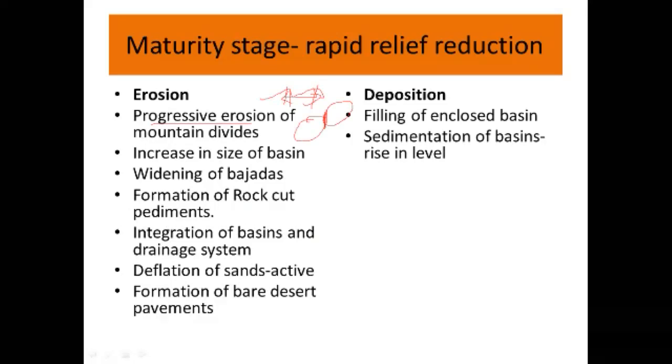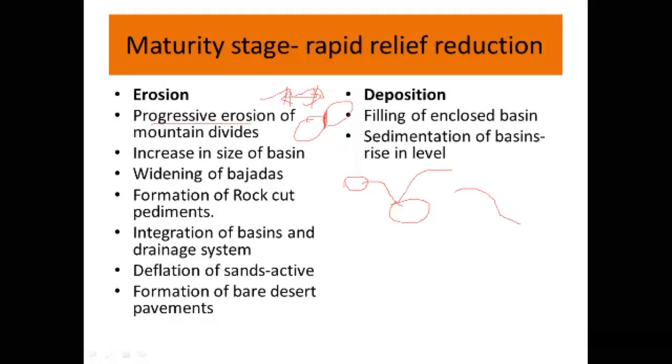And sometimes one basin will be on the higher slopes and another basin on the lower slopes. So this will become a tributary for the basin located in the lower-lying region, and that's how tributaries are created. Formation of rocket pediments. This is a mountain slope, and this region we call the pediment. Below that, bajadas or alluvial fans are formed, and above that, this slightly sloping region, we call rocket pediments.